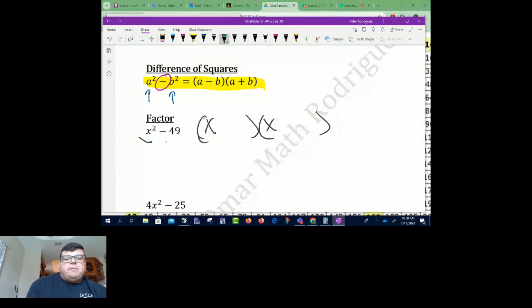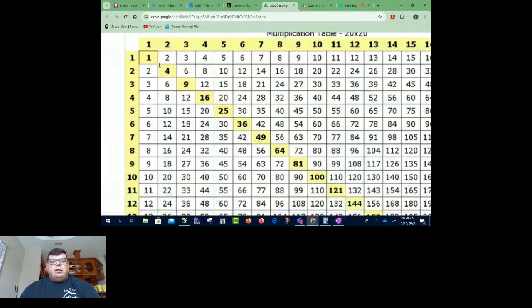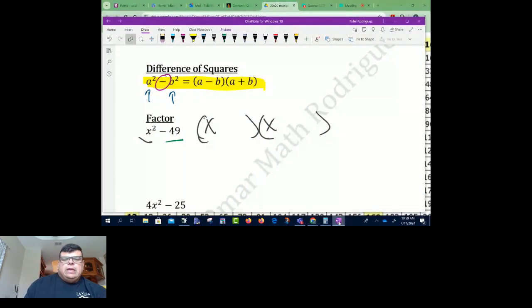In the second spot, we're looking for what number times itself gives me 49. If you look at your chart, along the diagonal are all the perfect squares. So look, 49 is 7 times 7, right? So I'm going to come back over here, and we're going to put 7 and 7. And one of them is minus and the other one is plus. And that's all you're going to do every single time.